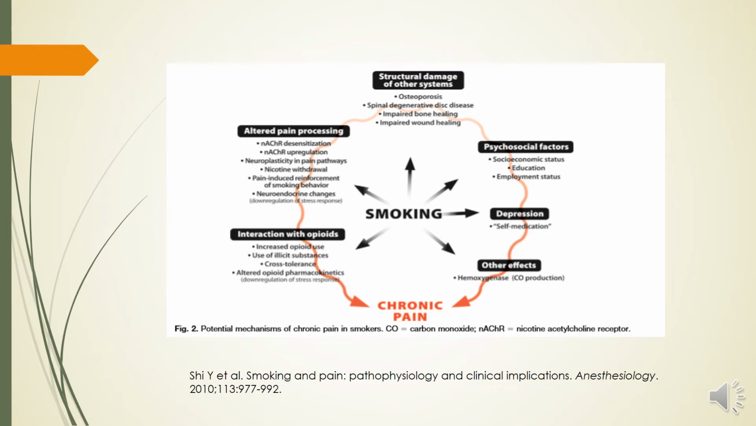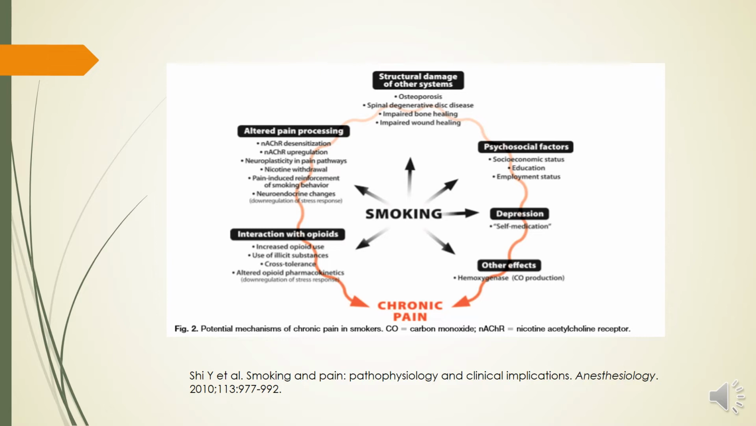So here's a diagram of all the ways that smoking can adversely affect the chronic pain experience. You see the psychosocial factors, the depression, the other effects, structural damage to systems. Definitely something to consider is that there is impaired wound healing. The circulation is going to be impaired. It's not something I've explicitly put on the PowerPoint, but wound healing. So let's say someone had a surgery, a laminectomy, a back surgery. They actually are going to heal slower if they smoke.